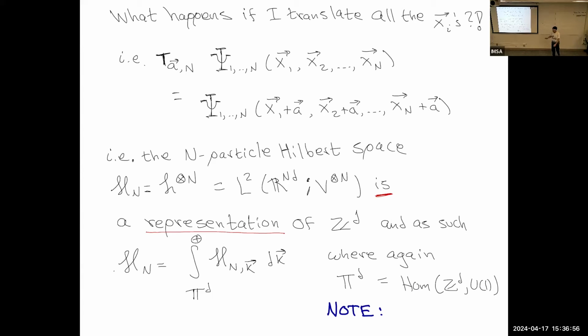So my many particle Hilbert space is also a representation of my group Z to the D. I just have to translate, so the action or the representation has to be translated in all of the coordinates. As such, because this is a representation, it can again be decomposed over the Brillouin zone, and this torus is again exactly the same. Now, the physical representation might be different. This thing might no longer be momentum space.